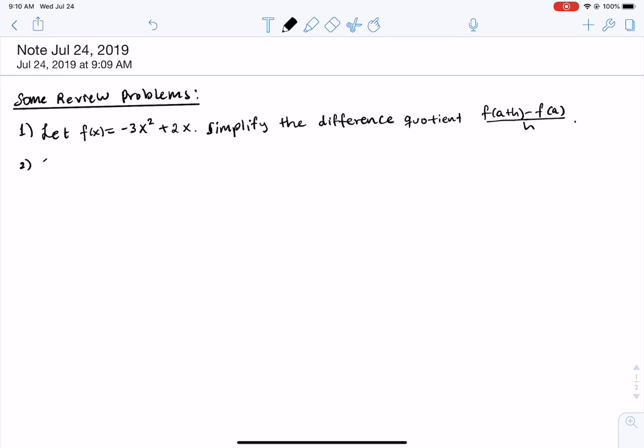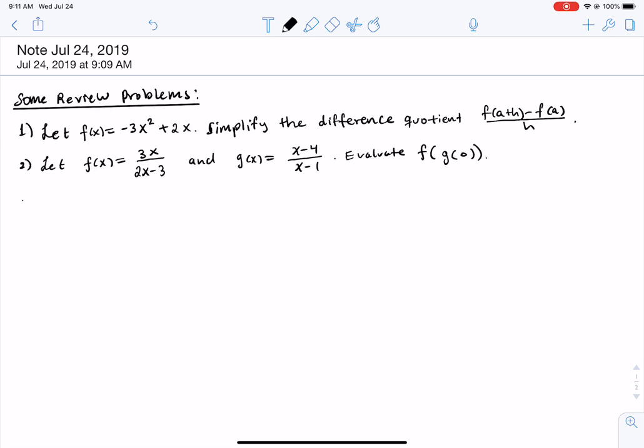Number 2, let f of x be equal to 3x divided by 2x minus 3, and g of x is equal to x minus 4 divided by x minus 3, minus 1. Evaluate f of g of 0.